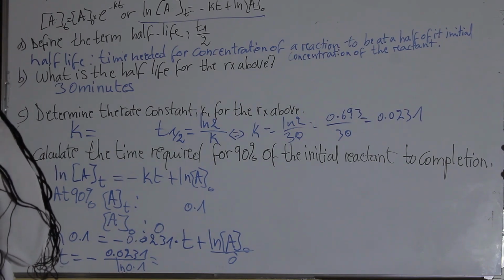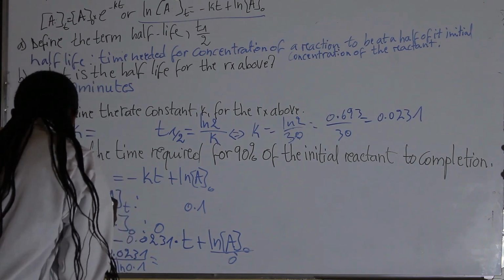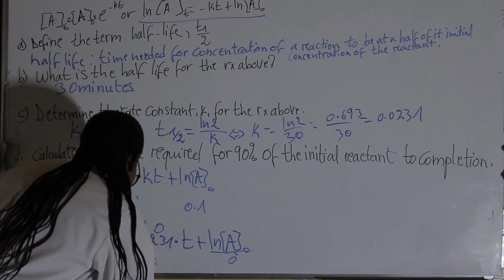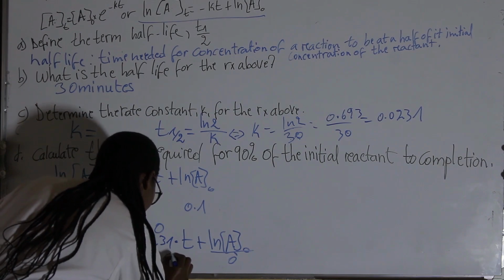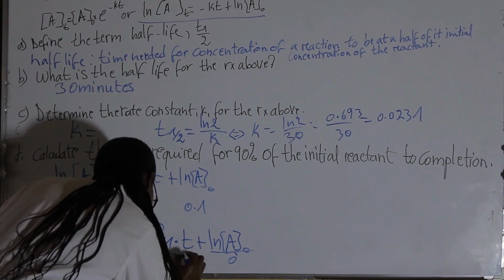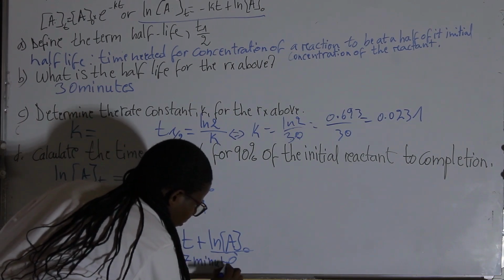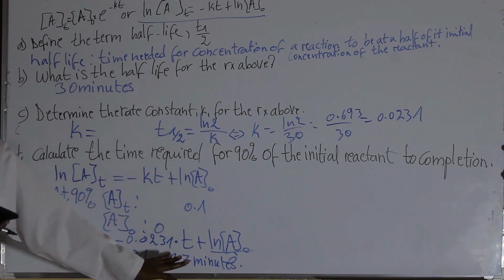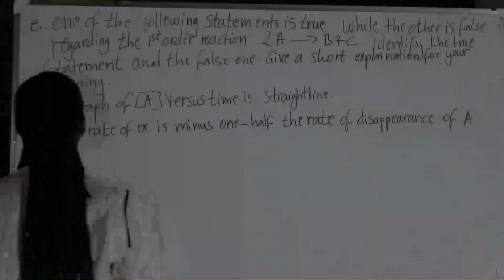Calculating. Then T will be equal to 99.7 minutes. The time to reach 90% will be 99.7 minutes.